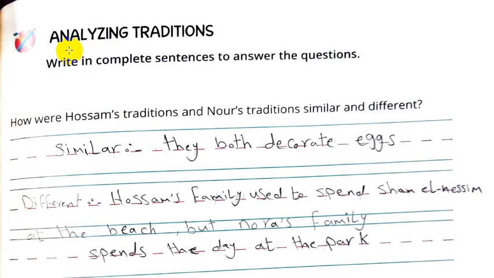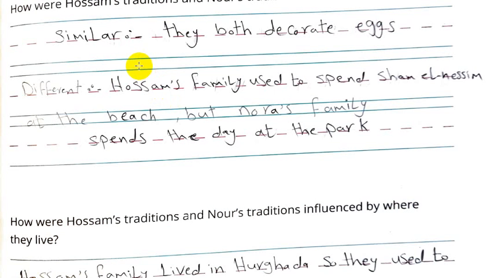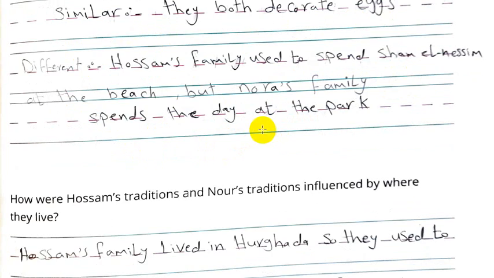Turn the page. Analyzing traditions. Write in complete sentences to answer the questions. Question number 1. How were Hussam's traditions and Noor's traditions similar and different? Excellent. From the text, similar: they both decorate eggs. Different: Hussam's family used to spend Sham el-Nessim at the beach, but Noor's family spent the day at the park.